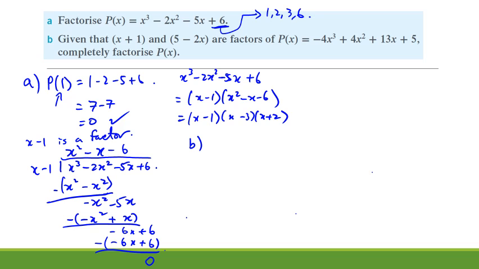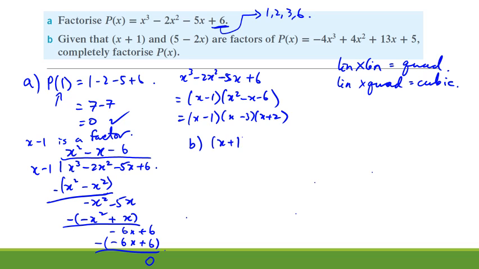Alright, part B, we're going to use short division. Now, you have to think about the logic here. If you have a linear times a linear, it'll give you a quadratic. If you have a linear times a quadratic, it gives you a cubic. So, this is a cubic, which means if you have a quadratic factor and you multiply it with a linear, we will get the cubic.